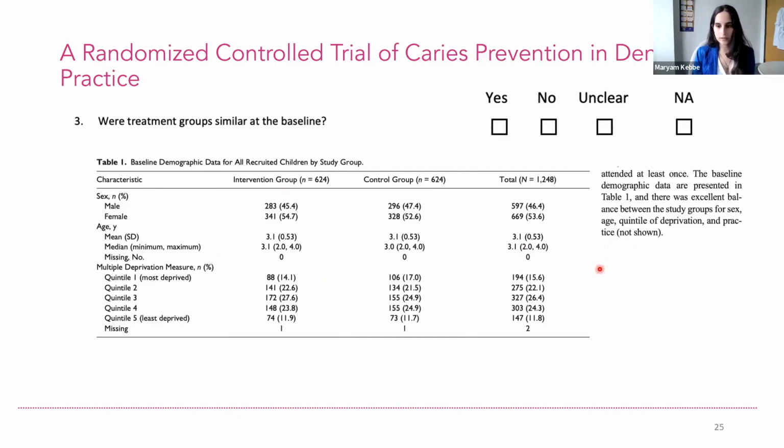And typically, you're looking at sociodemographic factors or any other variables that were measured at baseline by the specific study. So here they actually state in the text that the baseline demographic data are presented in table 1, which is this table. And they say that there was excellent balance between the study groups for sex, age, quintile of deprivation, and practice, but that the data were not shown. Now, I chose to put this as unclear because typically you want to see specific values reported. And while they do say that there was excellent balance between the study groups, this is subjective, and excellent balance may mean something different for different people. So I would go with unclear in this case.